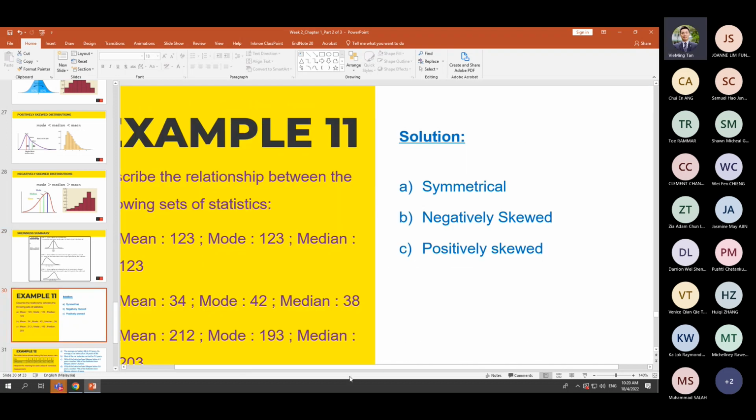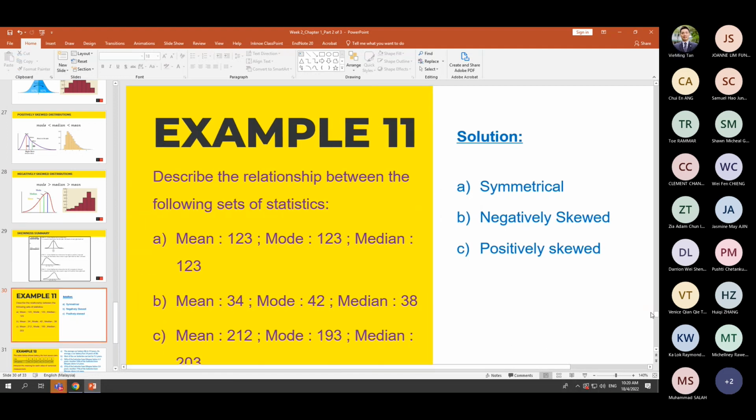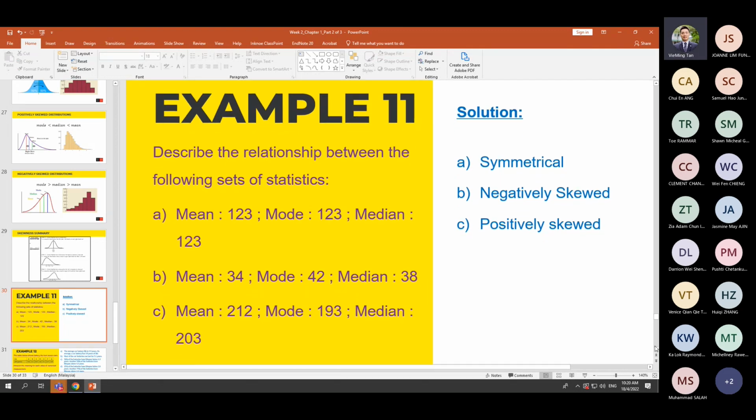Okay, we have a few examples here. Let us try this example. We have three sets of data. Let's try example 11A. We have mean 1, 2, 3, mode 1, 2, 3, median 1, 2, 3. Let's say you are asked to calculate the skewness value. What can we conclude about set A? The answer is the data distribution is symmetrical, right? Because mean minus mode is equal to 0. That means SKP, the skewness value, is equal to 0. So the data distribution is symmetrical.